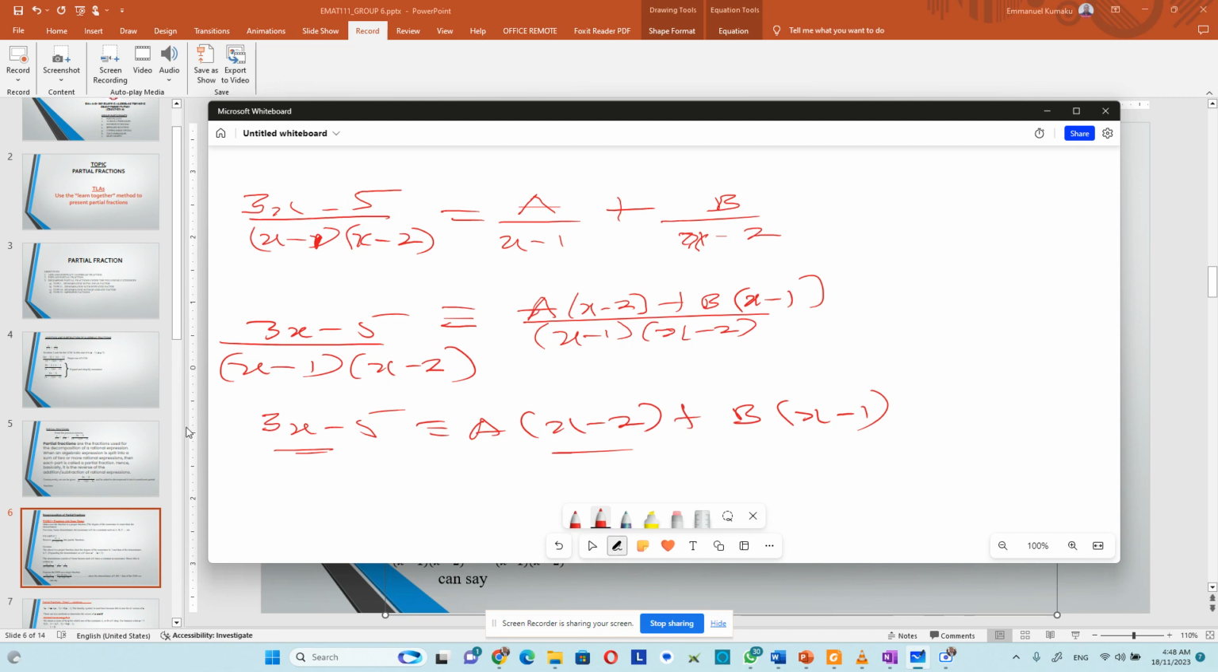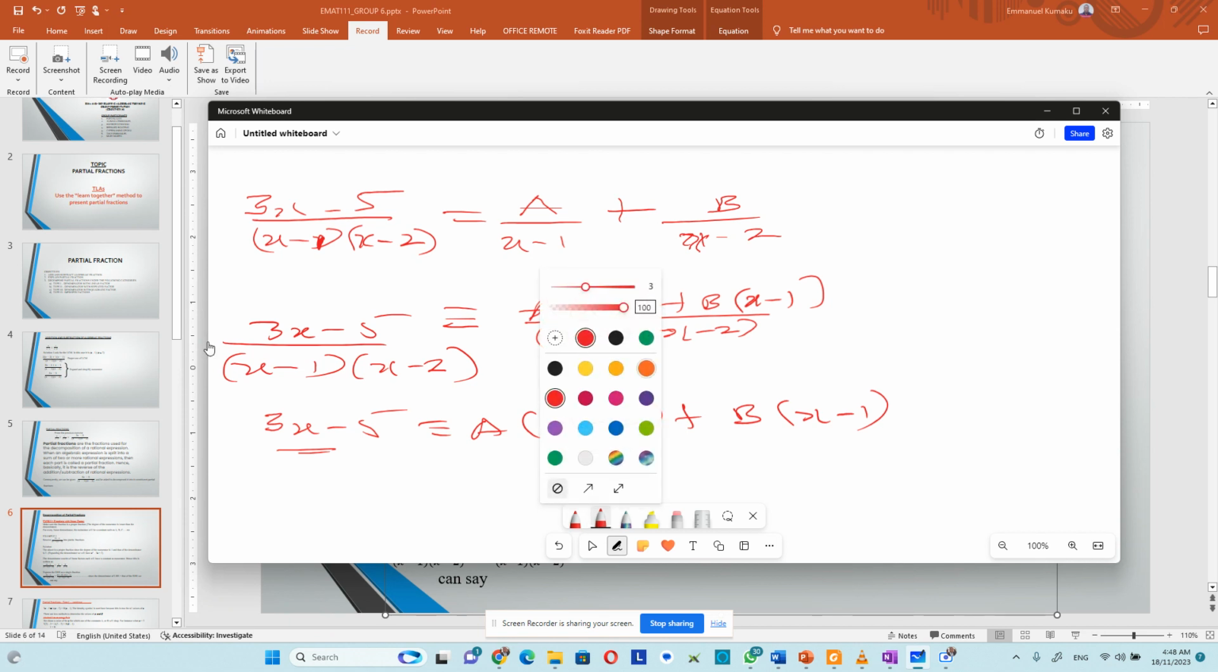So there are two methods. Now we look for the values of A and B. There are two methods to do that. One, the cover up rule, and two, expanding and comparing coefficients. So let's try the cover up rule. With the cover up rule, you pick a value of x such that one of the variables would drop. That is why we call it cover up rule.